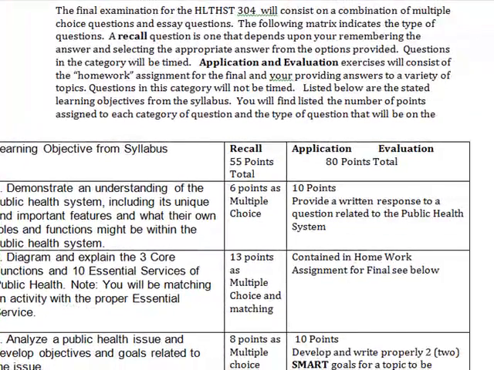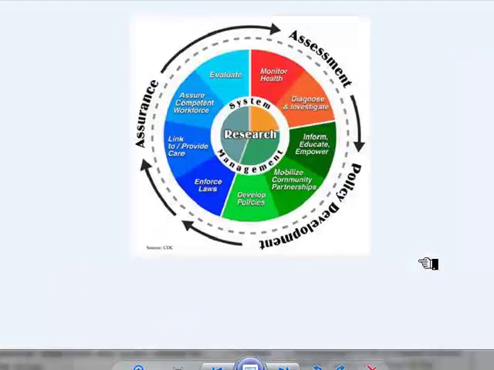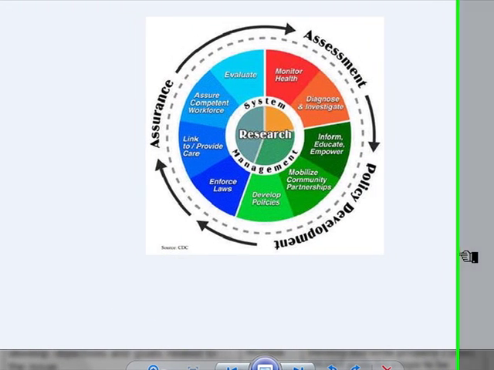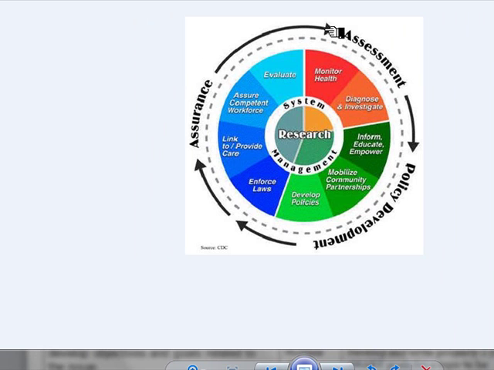Item 2, when you're looking at the 10 essential services, you're going to be looking at the core 10 essential services, which is first of all assessment, second of all policy development, and third of all assurance, and how that works around the circle there. Then I actually look at each one of the individual modules, whether it's monitoring, and then we go around those modules.